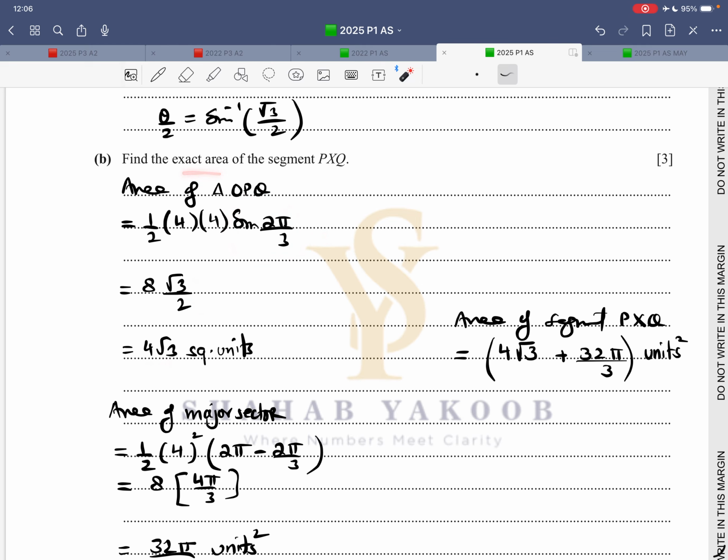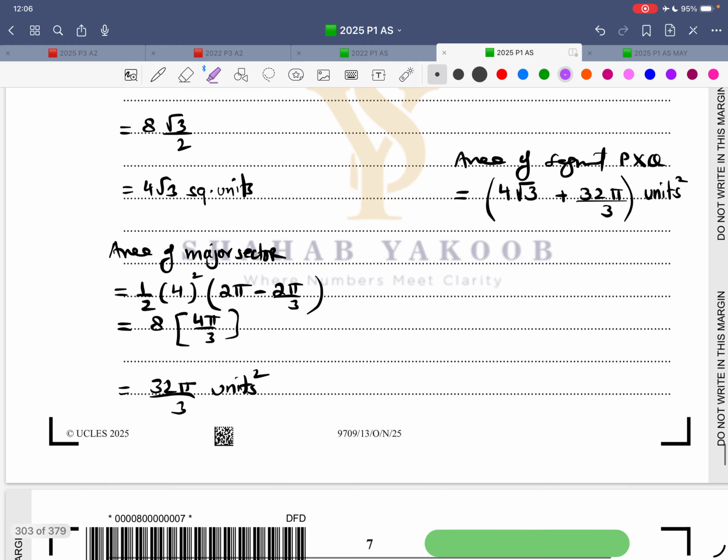They want the exact area, so keep this in mind. The word exact means surds, and in terms of pi. Area of the major sector, half r squared theta. This is the theta that we are using. This is what we are getting. There is no difference. It's a sum of these two. That's how you get this answer.